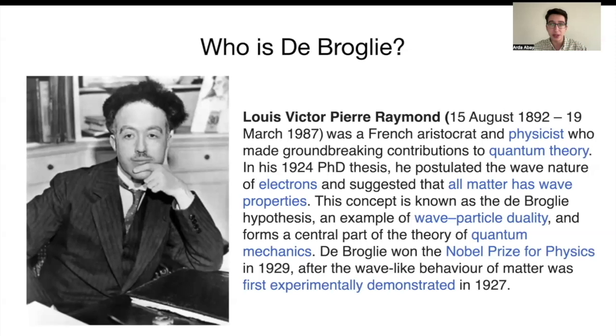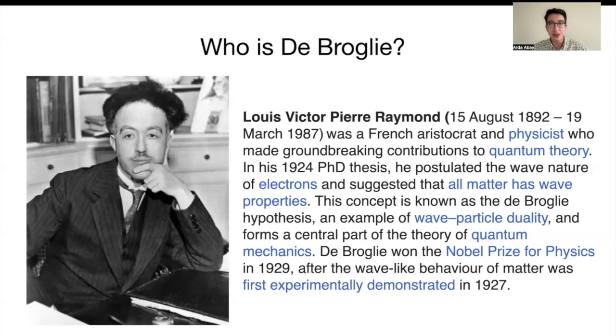So Louis Victor Raymond de Broglie was a French aristocrat and physicist who made groundbreaking contributions to quantum theory. In 1924, in his PhD thesis, he postulated the wave nature of electrons, and he suggested that all matter has wave properties. This concept is also known as the de Broglie hypothesis, an example of wave-particle duality, and forms a central part of the theory of quantum mechanics. De Broglie won the Nobel Prize for Physics in 1929, after the wave-like behavior of matter was first experimentally demonstrated in 1927, which we're about to see in the next slide.